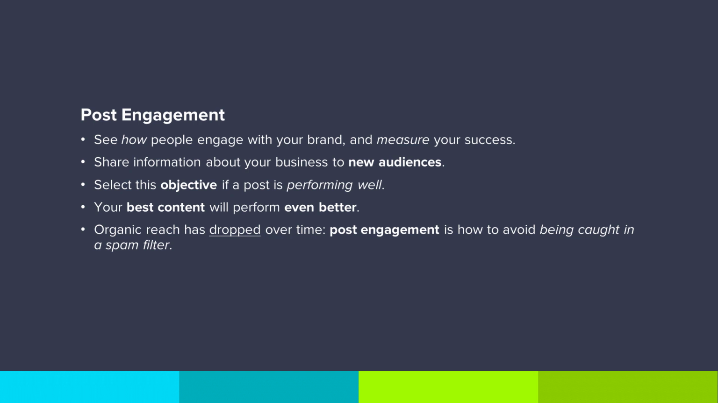Now, something to think about is the fact that organic reach on pages has been dropping for some time, by as much as 20% on some pages since January, according to BuzzSumo. There's been a huge increase in the amount of posts being created on Facebook's platform, and their algorithmic changes are designed to filter out a lot of what it calls newsfeed spam. Using the post engagement objective is how to avoid being caught in the filter, along with so much useless content.